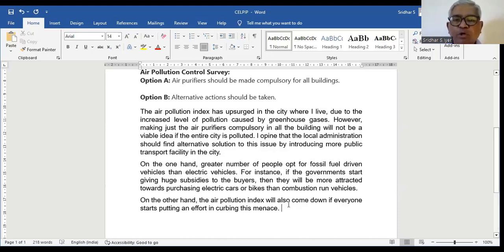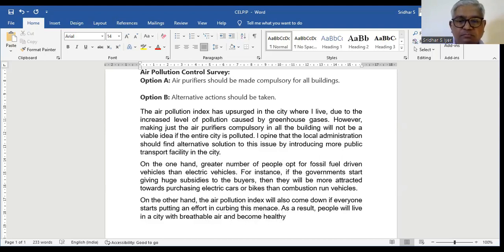All right, on the other hand, the air pollution index will also come down if everyone starts putting an effort in curbing this menace. All right, as a result, people will live in a city with breathable air and become healthy by not inhaling fumes.